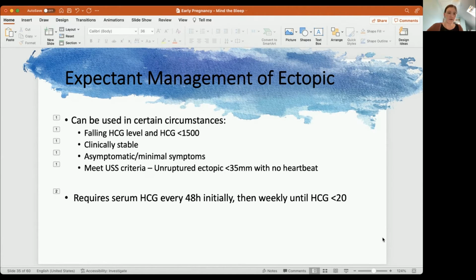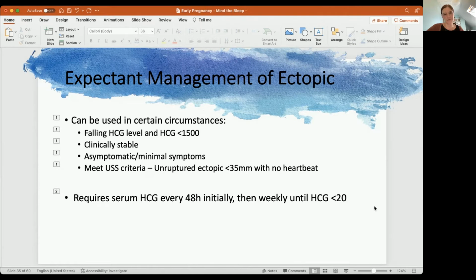I've seen an ectopic with an HCG of 70 rupture. So it's not a precise science, but if the HCG is on the lower side and it's falling, then these are good signs that the ectopic is going to spontaneously resolve, essentially.